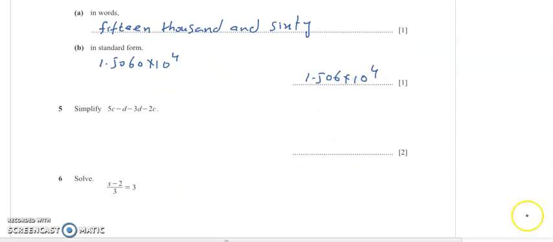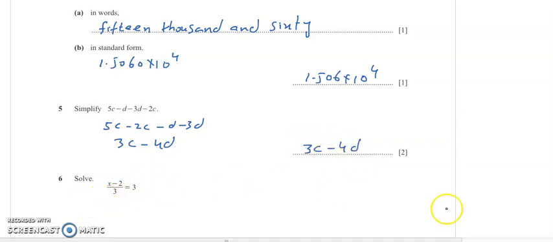Next is we have to simplify this one. For the simplification, first we will write the similar terms together. That will be 5c minus 2c, and then the d terms together: minus d minus 3d. We are going to get 3c minus 4d. Our answer will be 3c minus 4d.